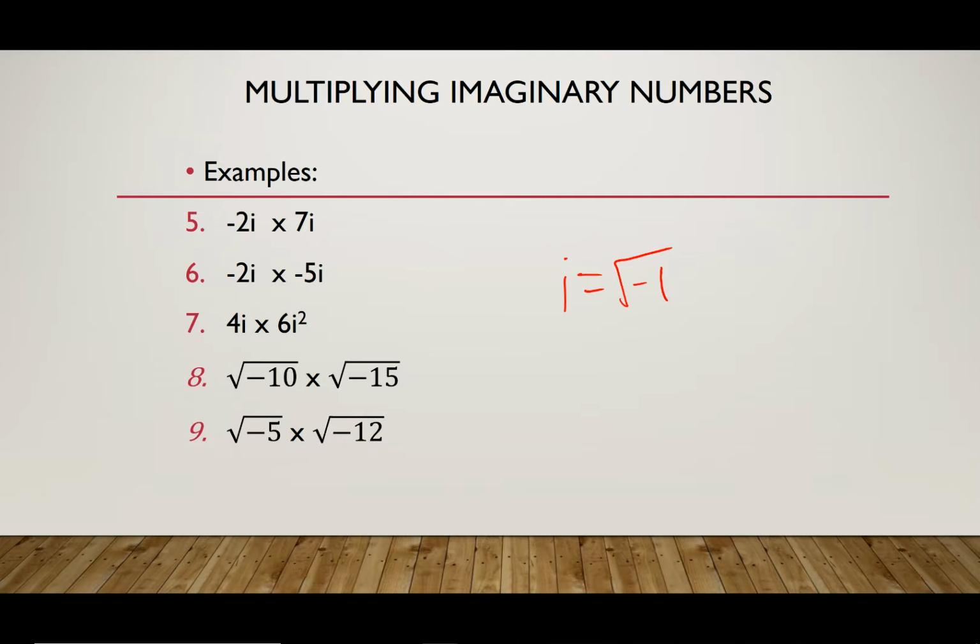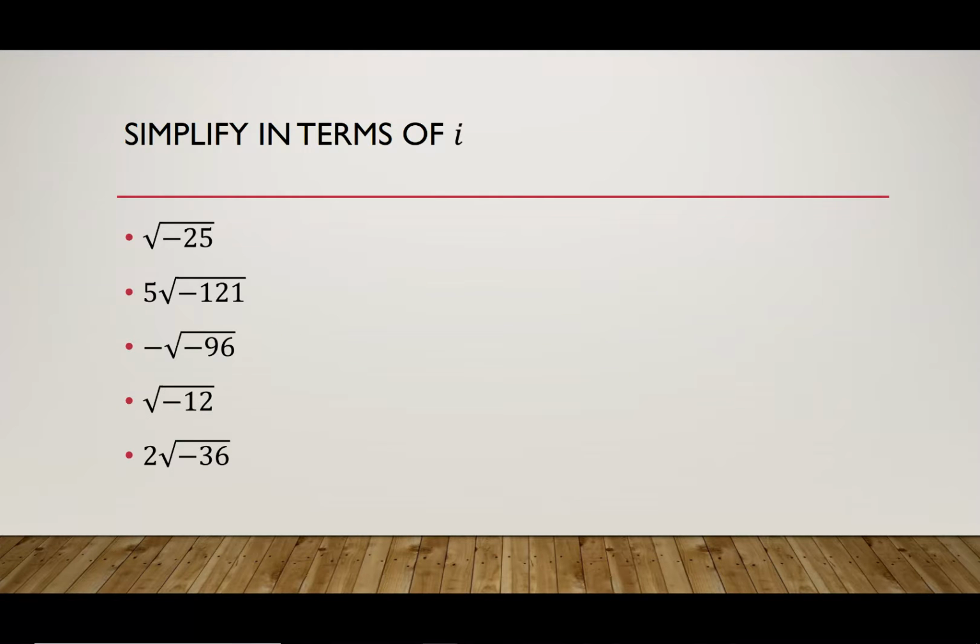Another important thing to remember is that when we take i squared, when we square the square root of -1, that's just the same as -1. And that's going to be important as we move forward. So don't forget, those two things are very key to this. All right, but let's simplify these in terms of i. This is kind of the bread and butter of what we really want to know how to do.